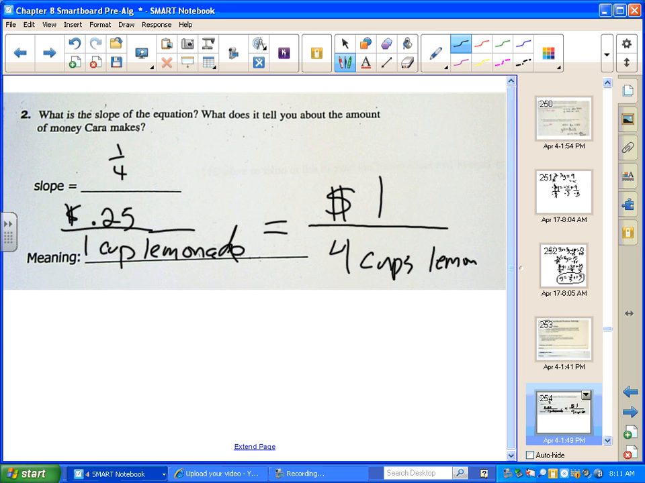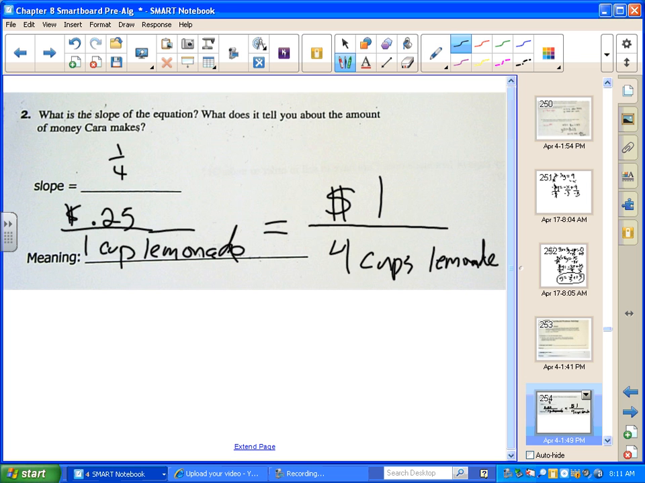All right, so let me ask you guys this. I don't know what's happened to the math common sense today. So if she makes 25 cents for 1 cup of lemonade, is that the same as making $1 for 4 cups of lemonade? Let me say that again. If she makes 25 cents from 1 cup, is that the same thing as making $1 for 4 cups?